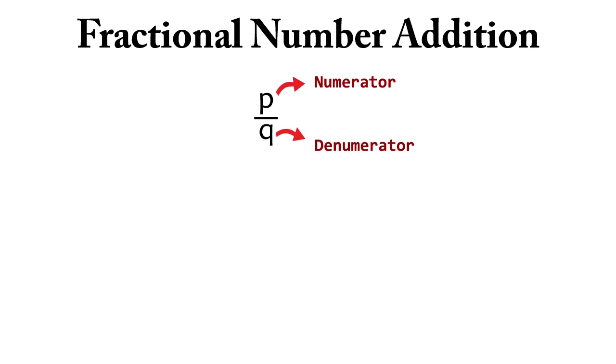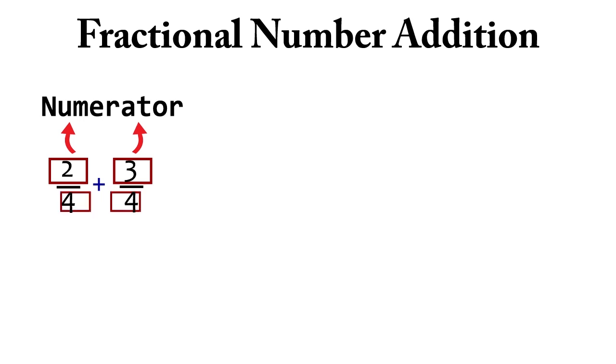Let's take an example. We have to add 2 by 4 and 3 by 4. In this example, 2 and 3 are numerators and the number 4 at the bottom is called the denominator.